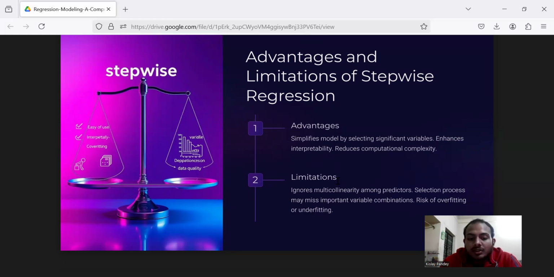And that concludes our session on regression modeling. We explored the theory, practical implementation, and evaluation of regression models using R and Python.